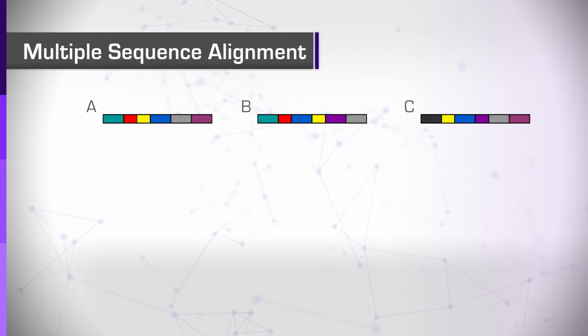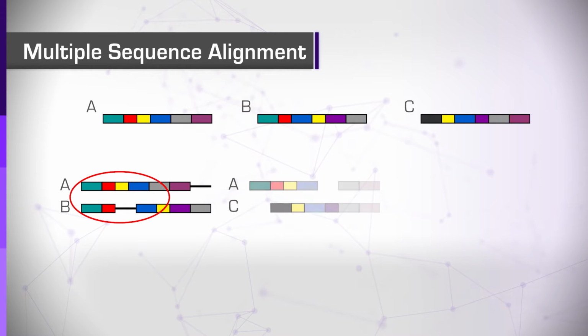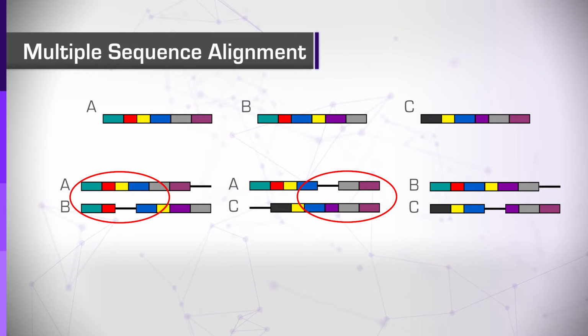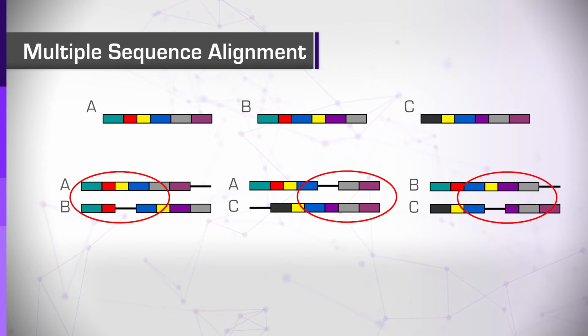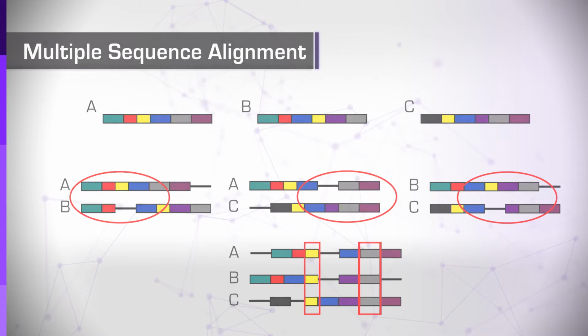Consider the following example for three sequences. If we compare sequence A to B, we get one picture. If we compare sequence A to C, we get a different picture. And when we compare sequence B to C, we get yet another picture. What we need is a tool that can bring all the sequences under analysis into a common framework. Such methods are known as multiple sequence alignment, MSA for short.